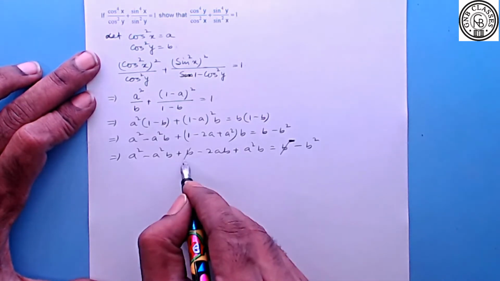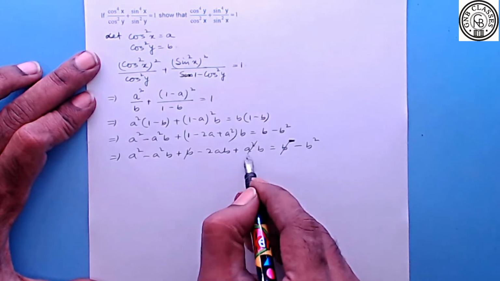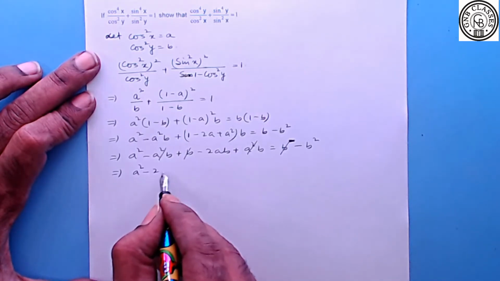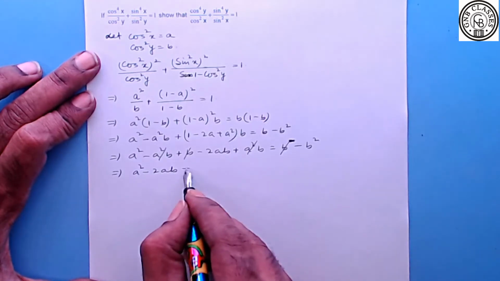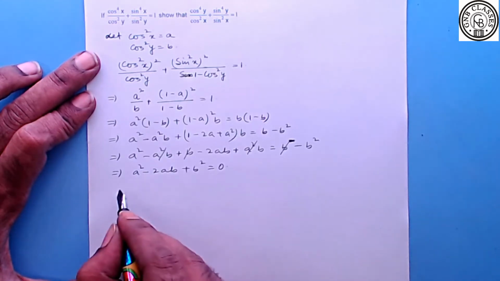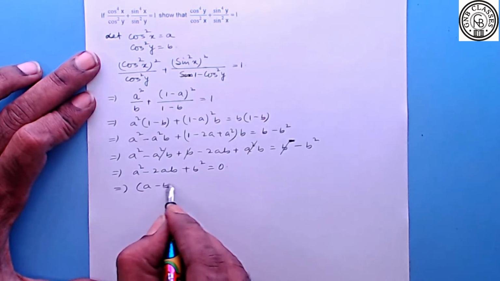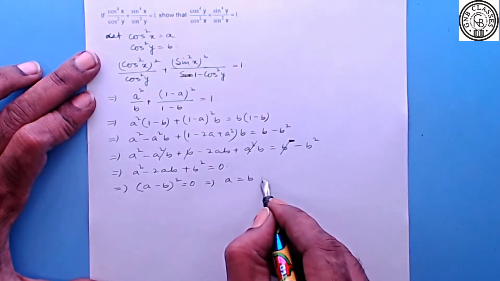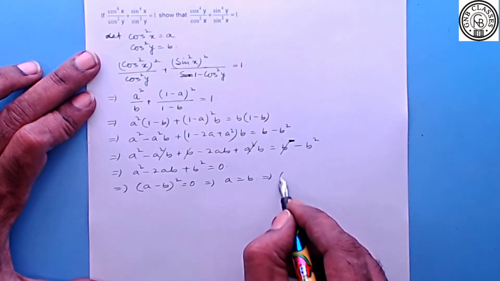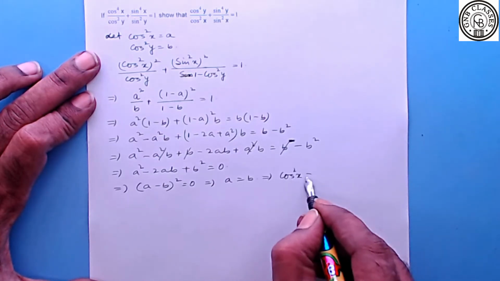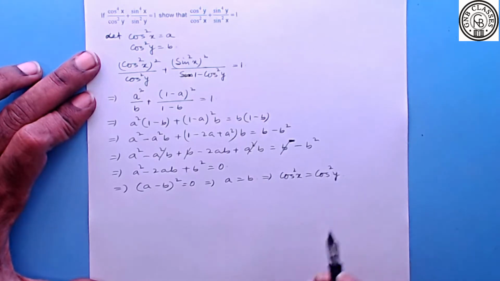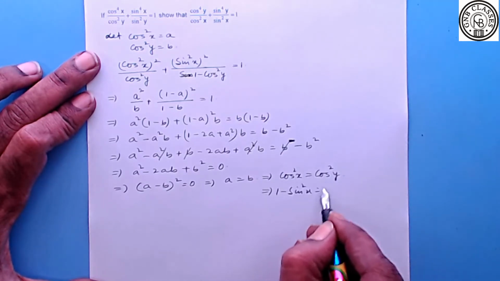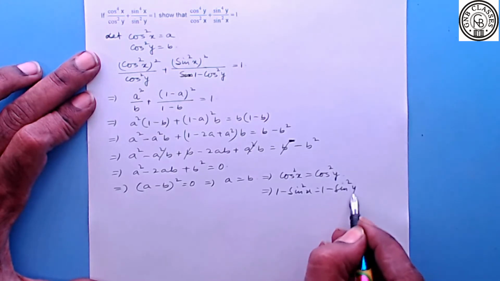Now b square goes off. Okay. Anything else? a square b goes off. So we are left with a square minus 2ab plus b square, which is equal to 0, which implies (a minus b) whole square is 0, which implies a is equal to b. That implies what? a equal to b means cos square x is equal to cos square y. So from here we can write 1 minus sin square x is 1 minus sin square y.